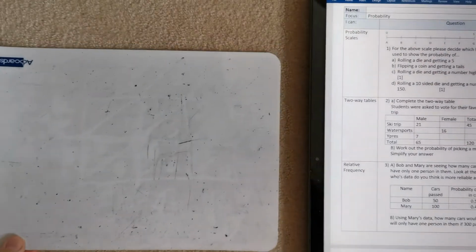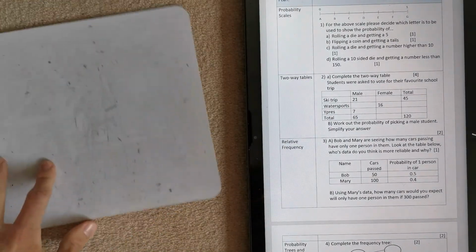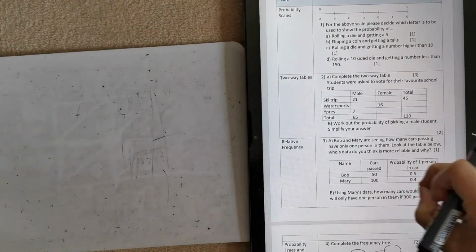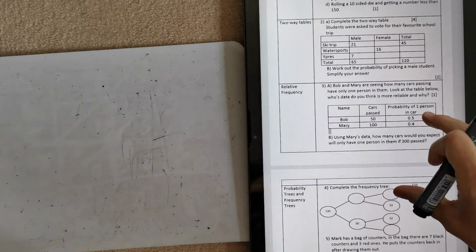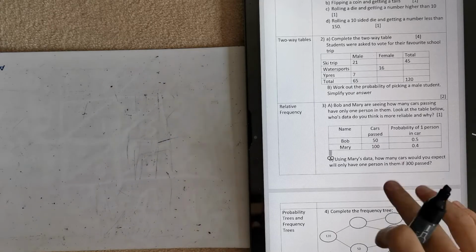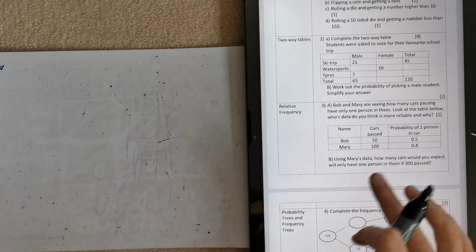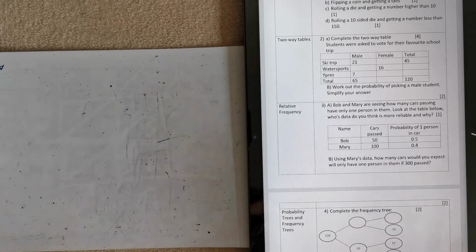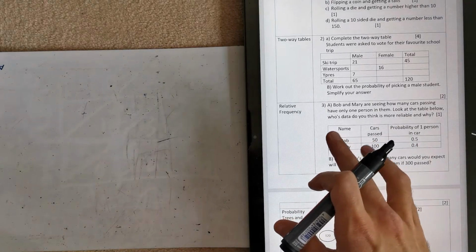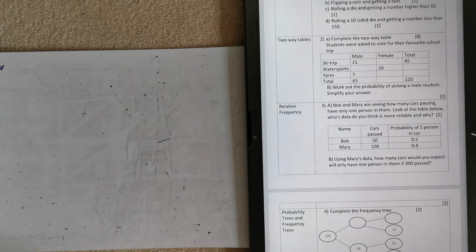Bob and Mary are seeing how many cars are passing that only have one person in them. Okay, so if they only have one person in them, probability for Bob's one, 50 cars passed, probability, well, 0.5, half of them had only one person in them. With Mary, let's have a look. With Mary, 100 cars passed and 0.4 probability of only one person being in there. Okay, so whose data is more reliable and why?